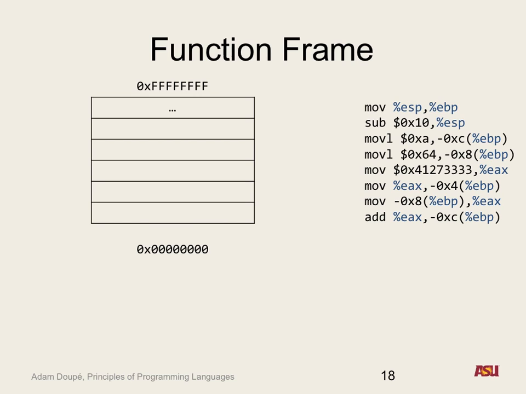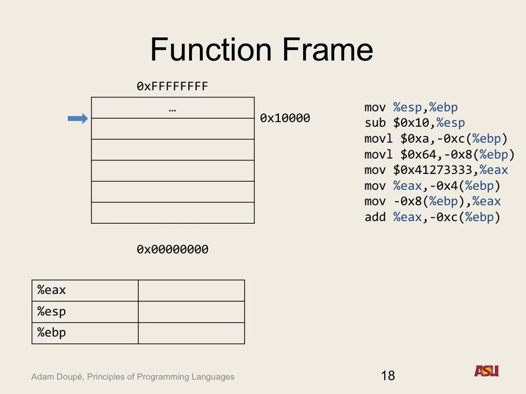So we have our code on the right. We have our handy-dandy stack. Let's say we're at 10,000 hex. Do we know what's in EAX? No, that depends on what our function's called. Do we know what's in EBP? Maybe. Whoever called us must have EBP, so there is something in there, but we don't know what it is beforehand.